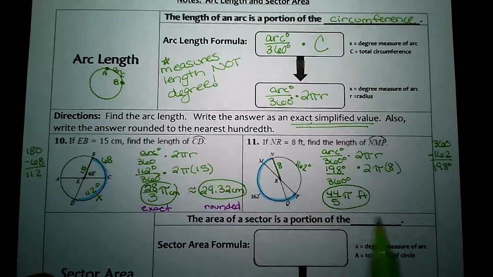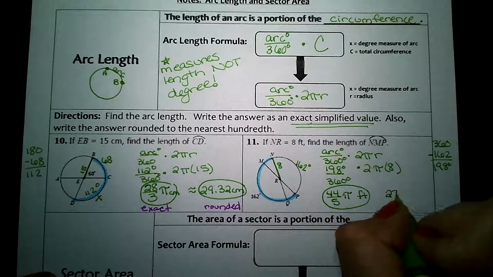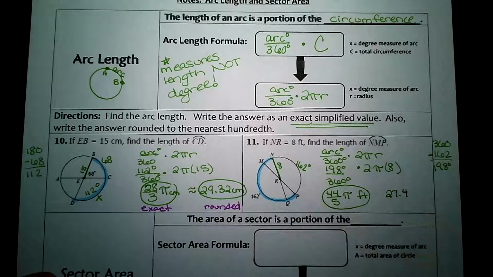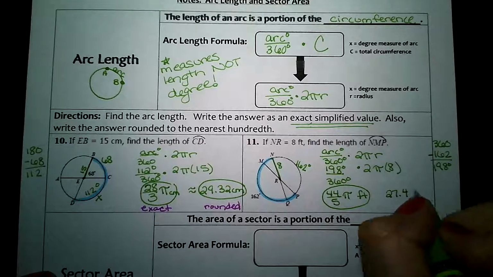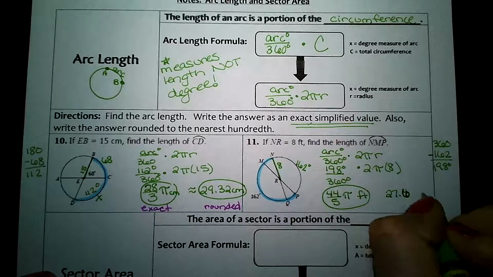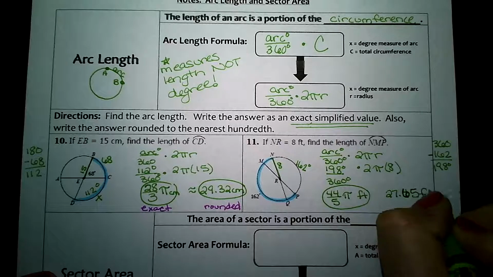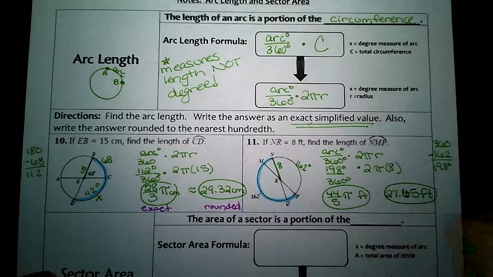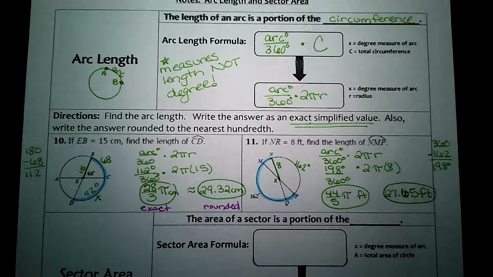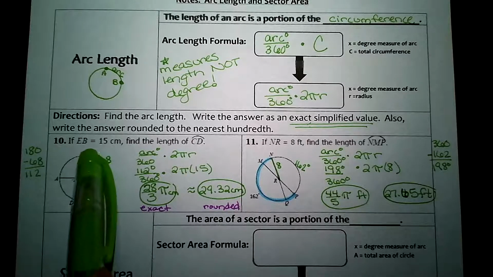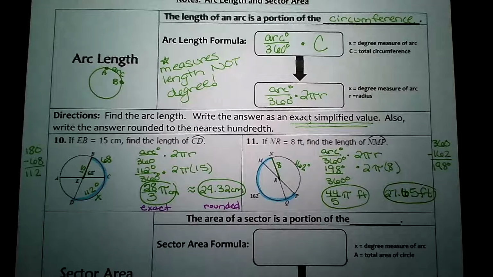To get the rounded value, all I have to do is take my fraction and multiply by pi, which rounds to 27.65. And that's still in feet. That is the length of the blue arc when the radius is 8. Okay, so arc length, you are trying to find how long the designated arc is.